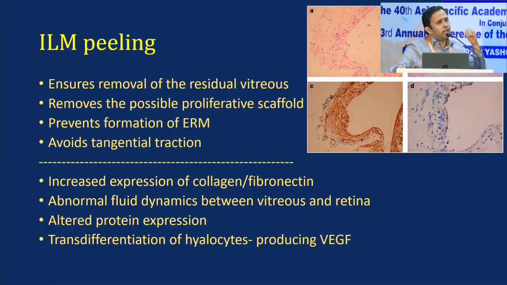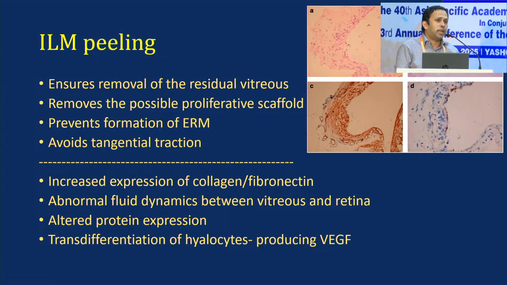What does the peeling of the internal limiting membrane do to the retina? It improves the oxygenation of the retina. It improves the morphological structure of the retina. It relieves the tractional component definitely. It also prevents the further formation of an epiretinal membrane following any kind of other treatment like lasers or whatever. It prevents the scaffold that is required for a proliferative growth.